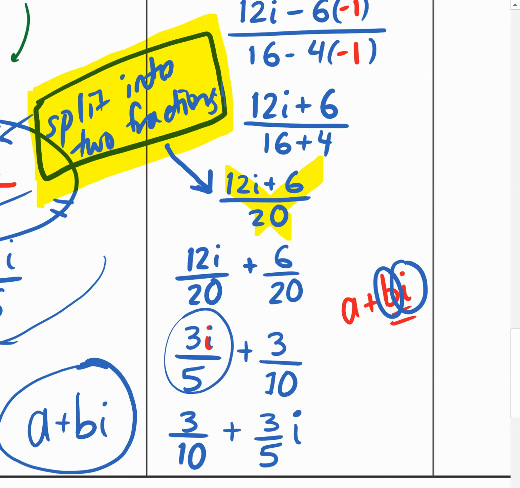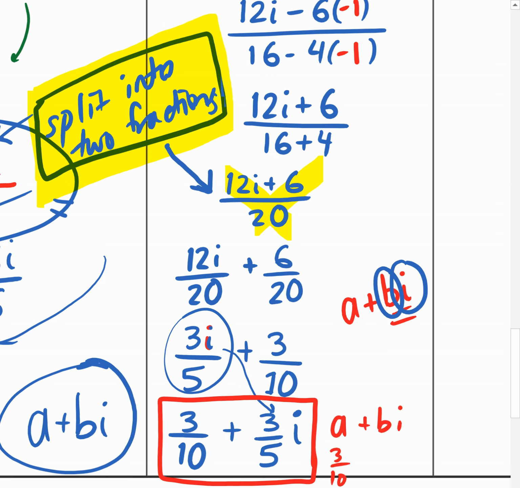It looks like I within a fraction. So that's something you're free to do, as long as you can always take an i that's in the numerator and throw it off to the side. No problem. There we go. That looks a lot more like a plus bi, where a is 3/10 and b is 3/5. Yeah, okay. Sounds good. That was complicated, right?